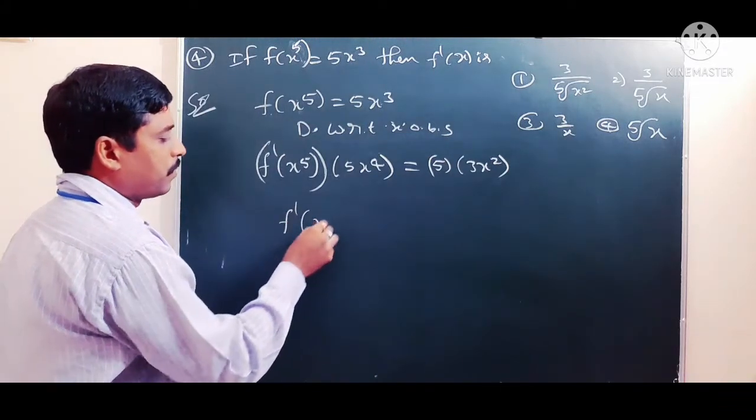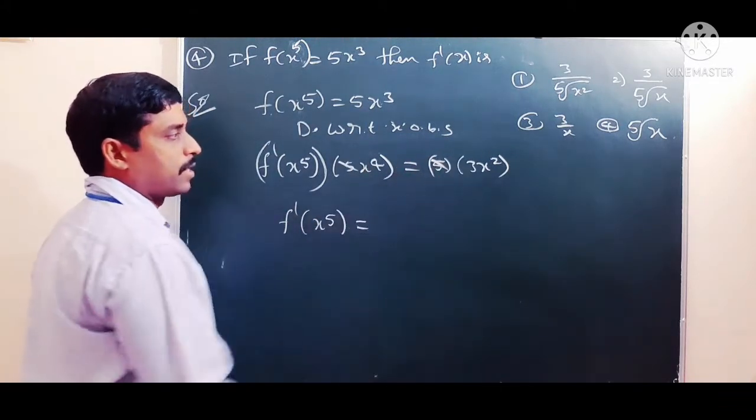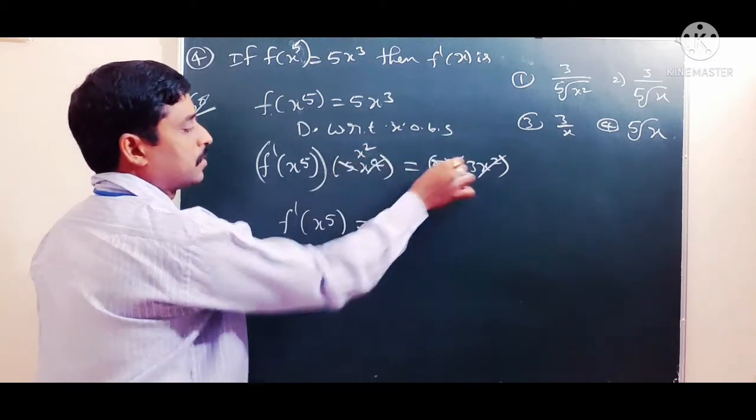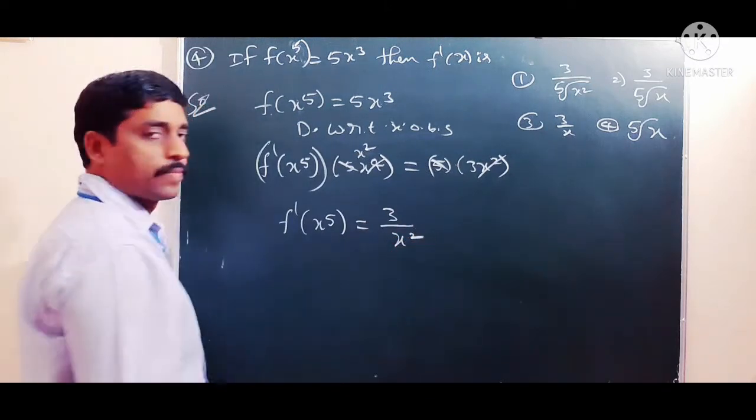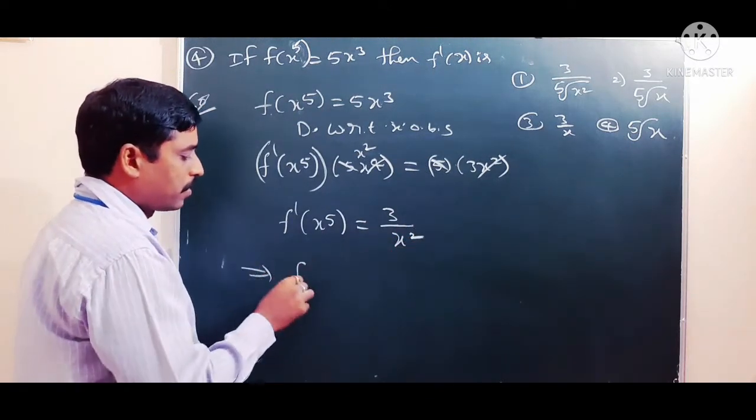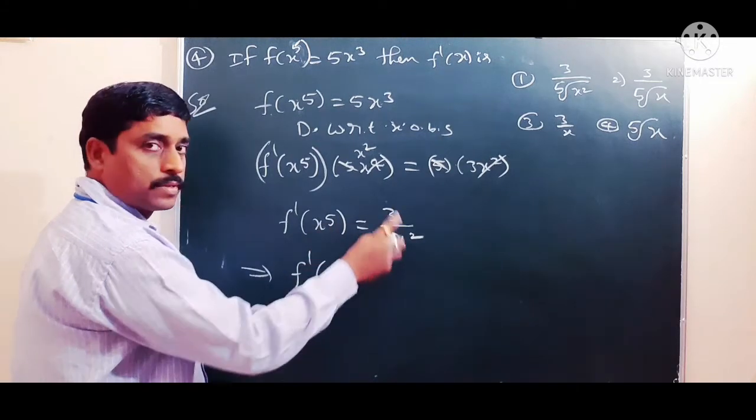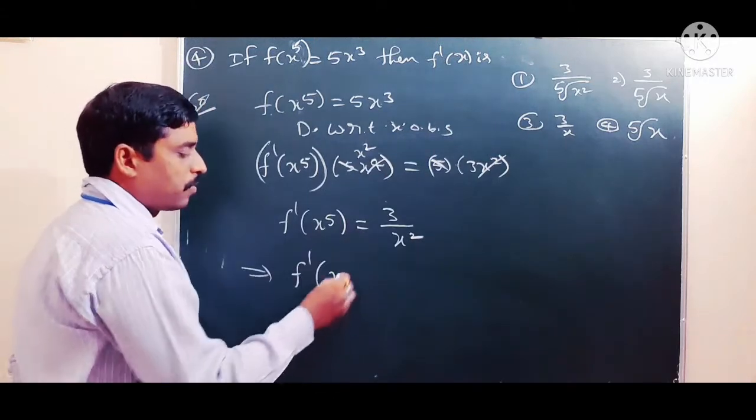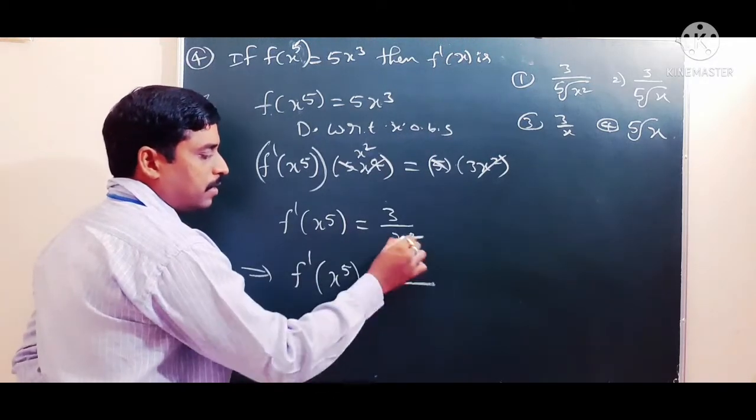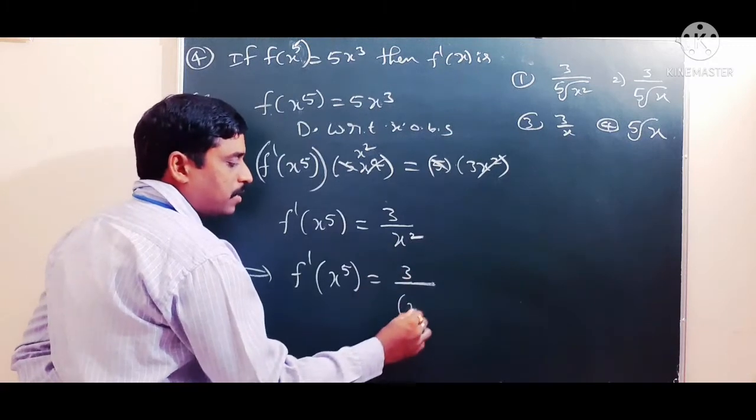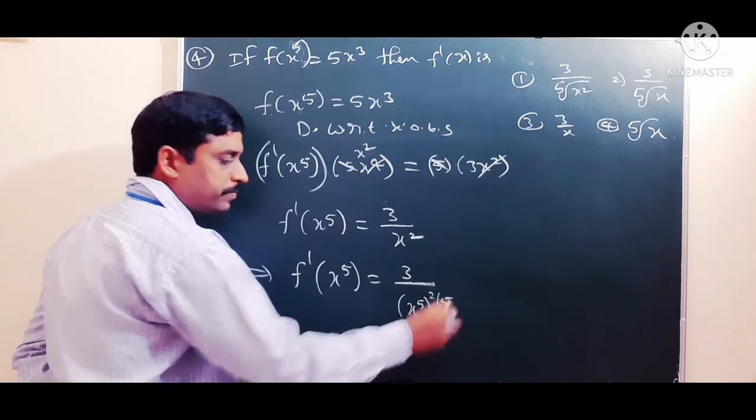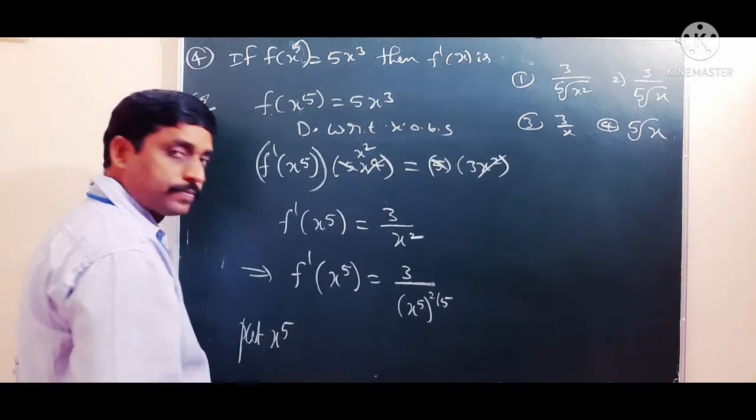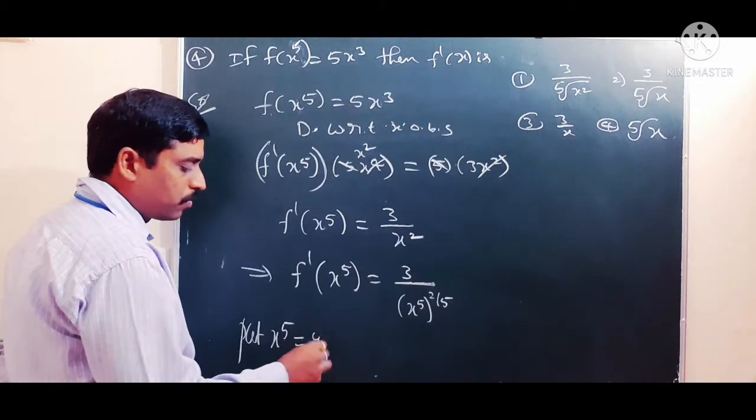So f dash x to the power 5 equals, on both sides the 5 gets cancelled, as well as one x square term also gets cancelled. So this is equal to 3 by x square. So f dash x to the power 5 equals 3 by x square. But what is required? f dash of x. This x to the power 5 equals 3 by this x square. This x square can be written as x to the power 5 to the power 2 by 5. Put x to the power 5 equal to y.